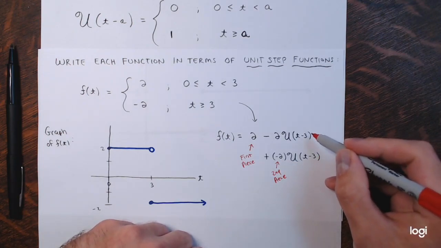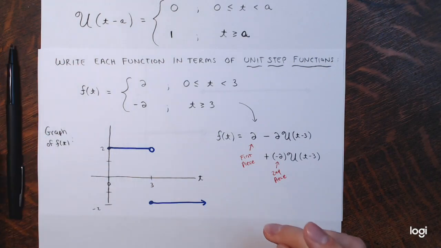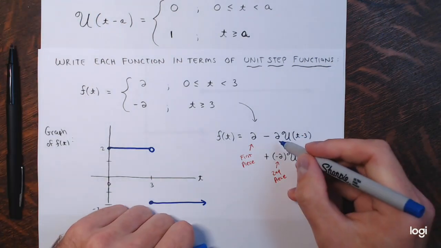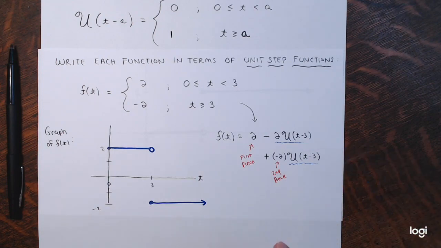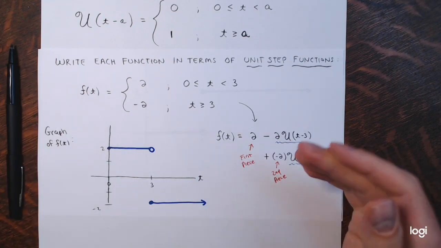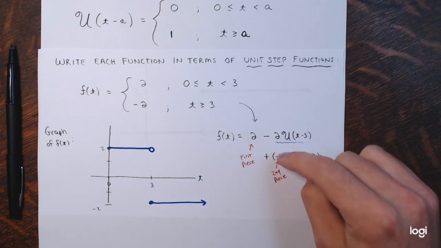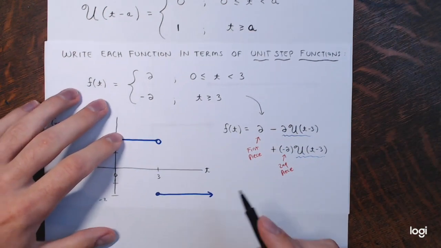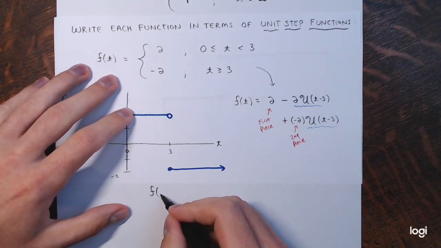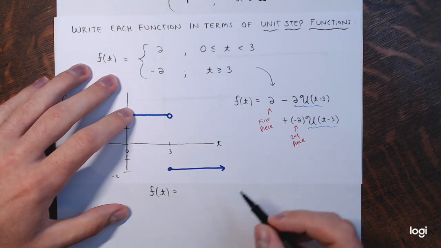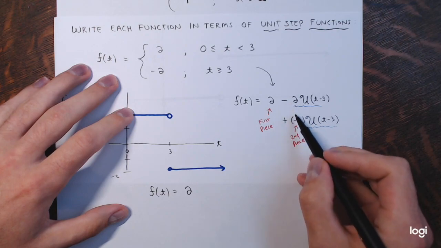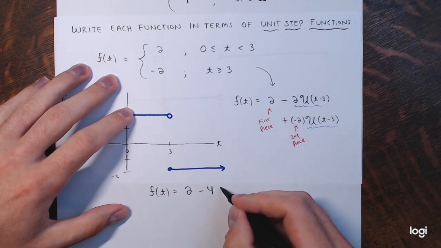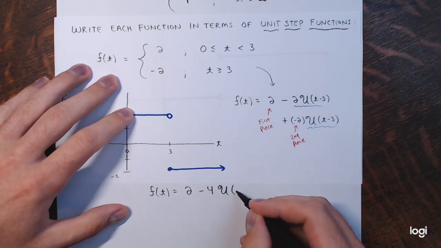Now notice there are some like terms here. Both of these terms have this unit step function at t minus 3 in common. So I'll put those together, just combining the coefficients. So we have here f of t is equal to the following: 2 and then minus 4, right? Negative 2 plus negative 2 is minus 4 times the unit step function at t minus 3.